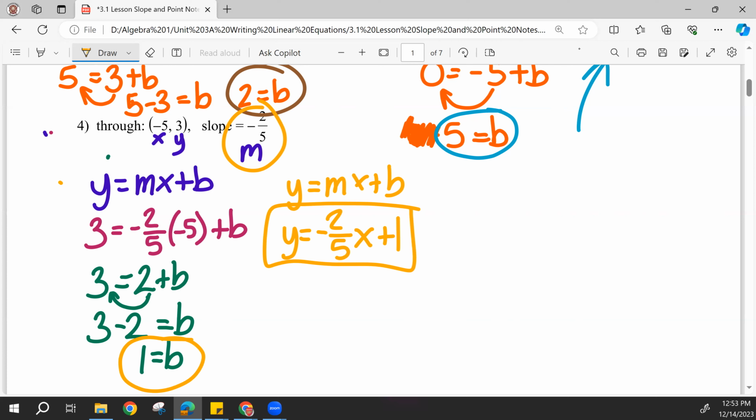So the first step in all of this is plugging in m, x, and y. That's this step. Our next step is solving for b. That's that step. And then we're not going to stop there. We're going to go back and we're going to plug in m and b to get a final equation. And that's what we get there.